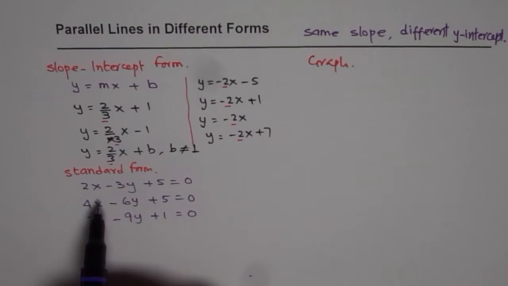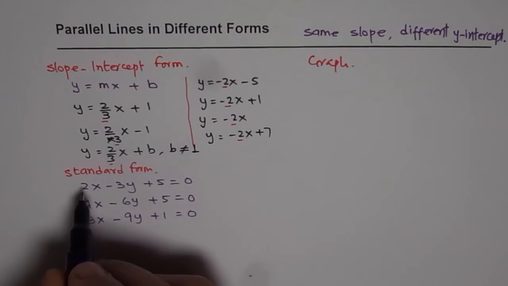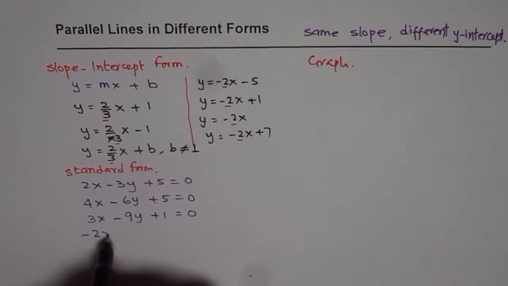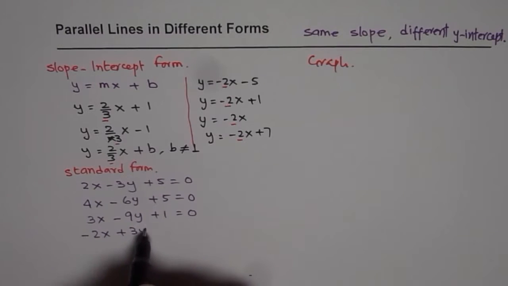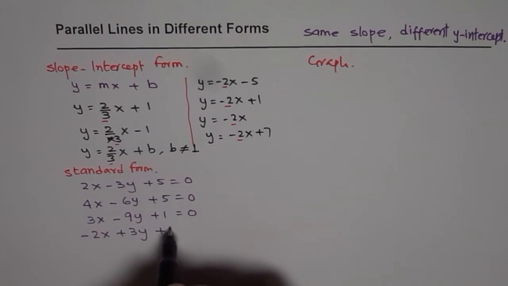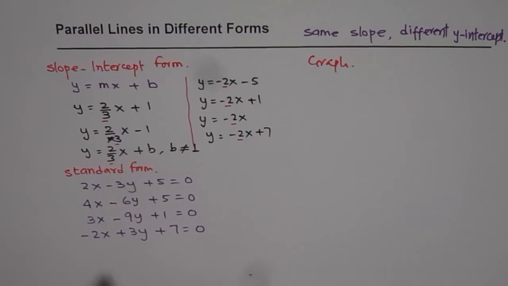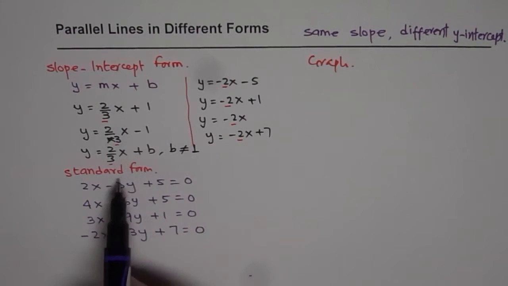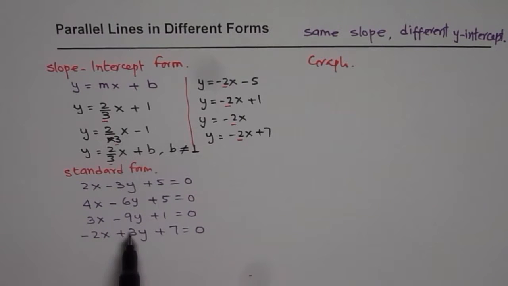We could also multiply by a negative number. For example, if I write minus 2x plus 3y plus 7, for example, equals 0, that will be a parallel line. All these lines will have same slope, right? If you write them in slope-intercept form, you will notice that their slope is exactly same.